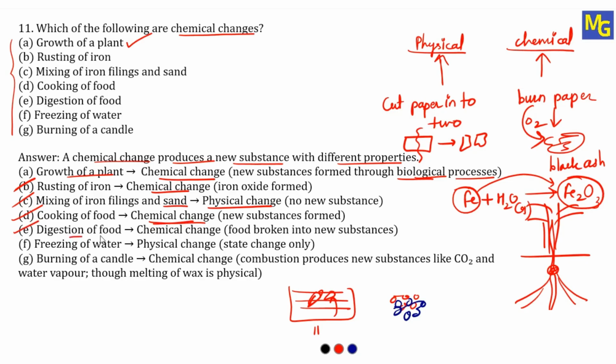Next is digestion of food. This is also, of course, a chemical change, because when we have food, that food will go into the stomach and food will be broken down into simpler substances and it forms energy. So it is a chemical change.